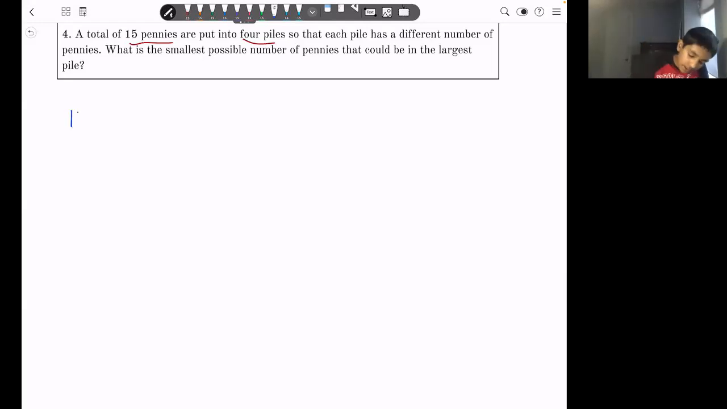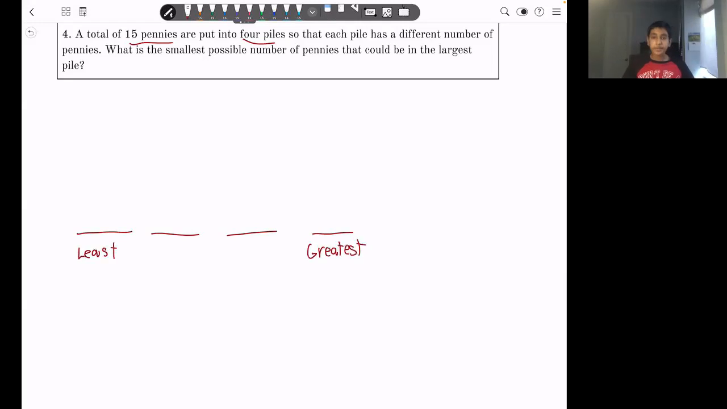So 15 divided by 4. Before I even begin, we have these 15 pennies and 4 piles. Let's just say that we order them from least to greatest. So now we're just ordering them from least to greatest into 4 piles. We want to look at the last pile at the end.